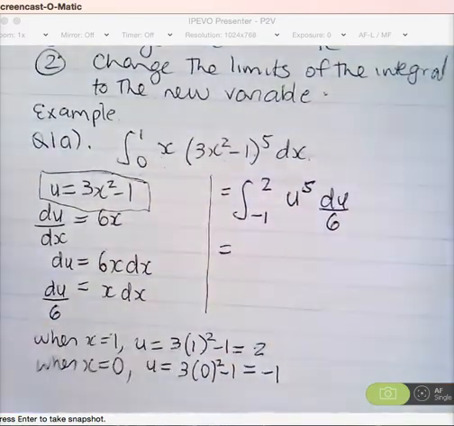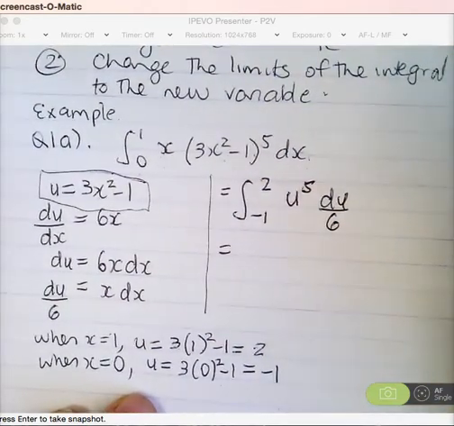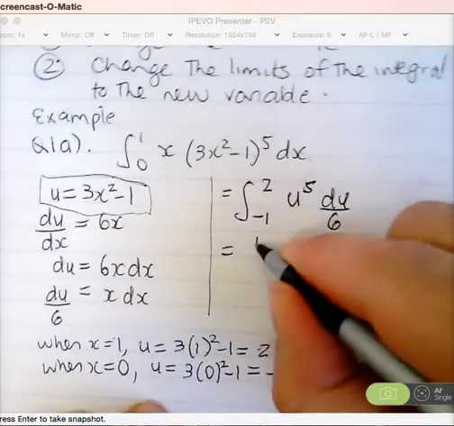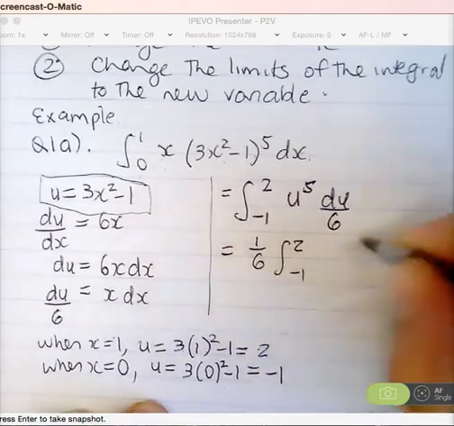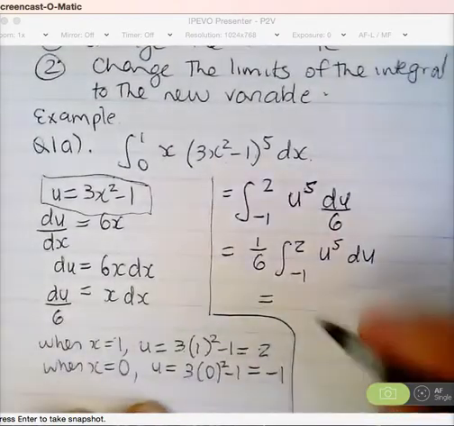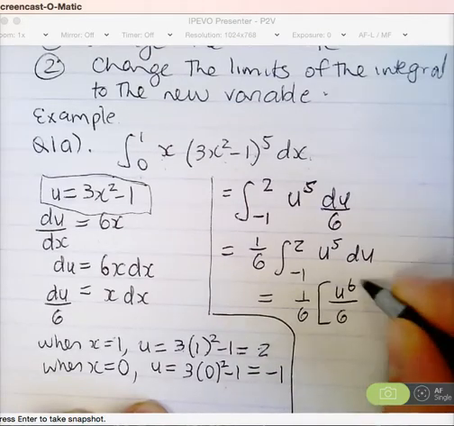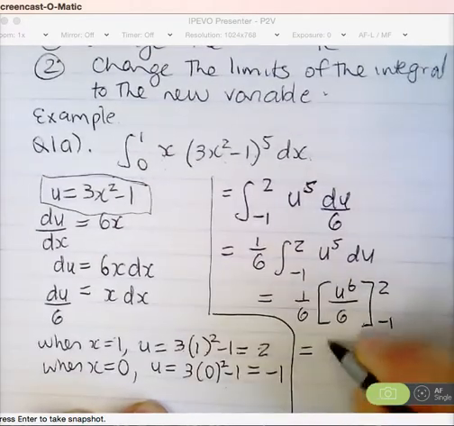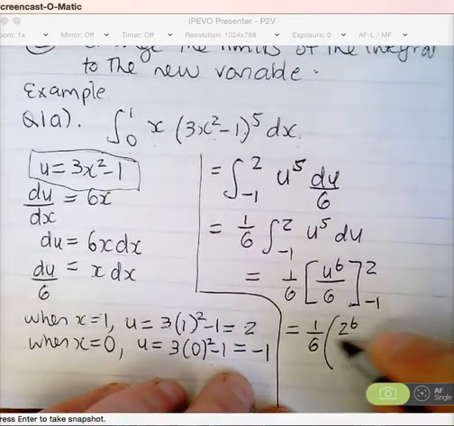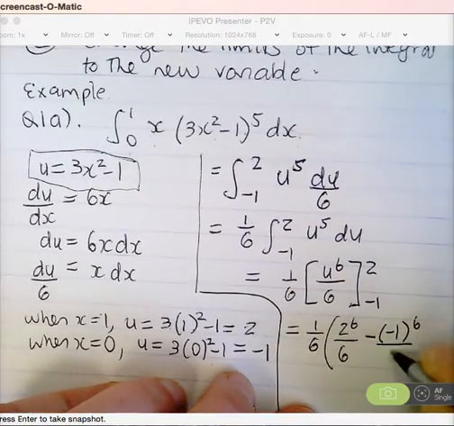Now, where could that 6 go? You can leave it underneath if you want, that 6. Or you can take it out. What do you want to do? All right, if you want to take it out, it's 1/6 integral between 2 and negative 1 of u to the 5 du, which is 1/6 square brackets, u to the 6 on 6 between 2 and negative 1. 1/6, what's 2 to the 6? 2 to the 6 on 6 minus negative 1 to the 6 on 6.